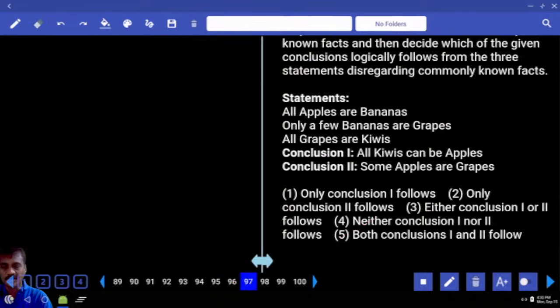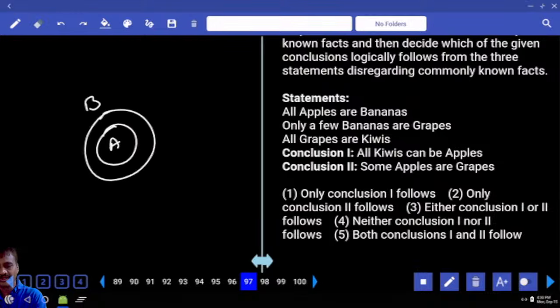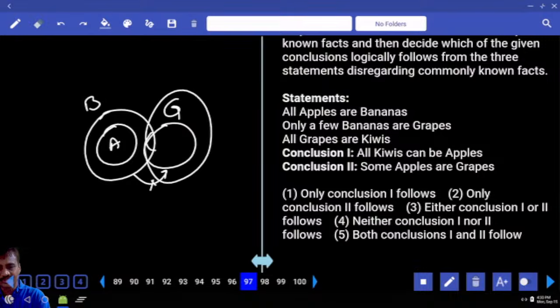Then next one, all apples are bananas. Now these are the apples that are bananas. And only a few bananas are grapes. Some bananas are grapes, but not all. And all grapes are kiwis. Now this entire grape is a part of kiwi. And all kiwis can be apples or not. All kiwis can be apples, possible or not possible?